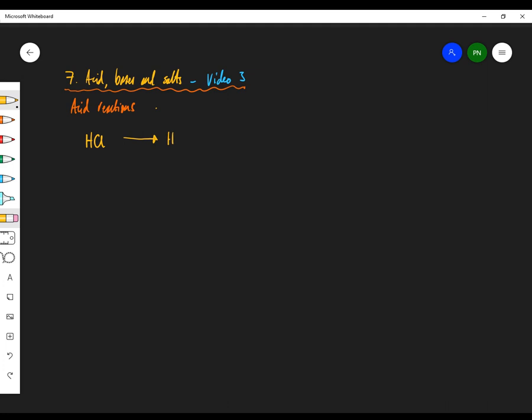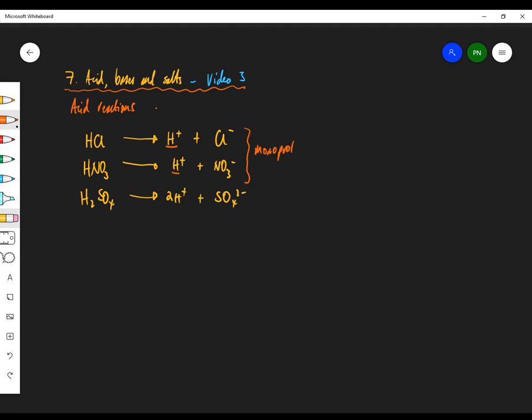There's hydrochloric acid donating its proton, and you get the chloride ion. Nitric acid donating its proton, and there's the nitrate ion. And sulfuric acid, interestingly, donating 2 protons, and the sulfate ion. As I said in a previous video, these two, because they donate 1 proton, are known as monoprotic, and this one is known as diprotic. It just refers to the number of protons it's donating.